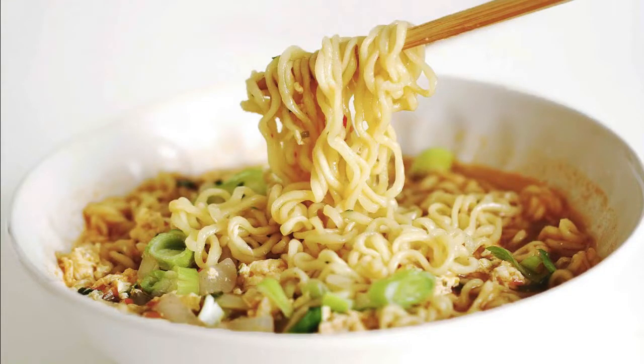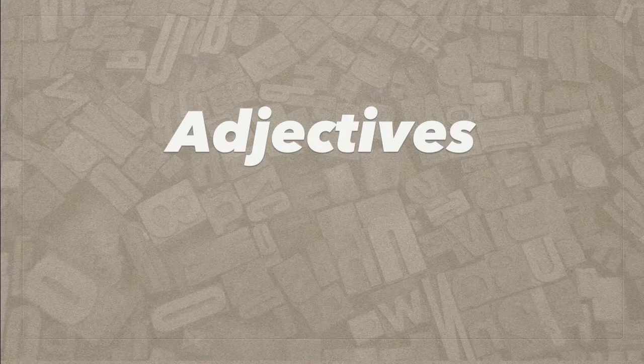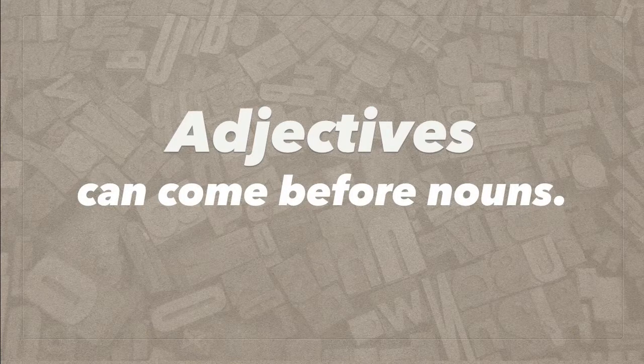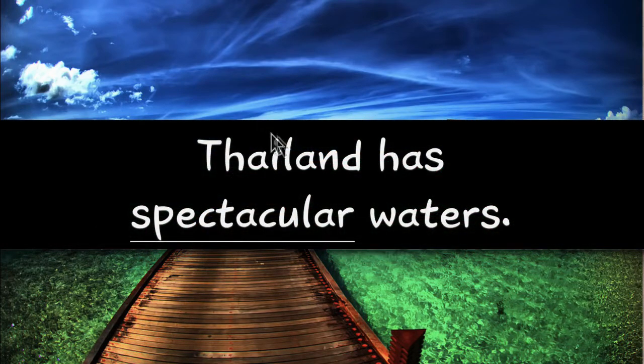How about this image? What words would you use to describe this? Maybe tasty, hot, spicy, flavorful. 맛있겠다. Are you hungry? Well, adjectives can come before nouns. That's one of the more typical ways we will see adjectives. So, let's take a look at this image. Where is this? This is somewhere maybe Southeast Asia, perhaps Thailand. So let's use the place Thailand for an example. How are the waters, like the oceans, the seas, the waters in Thailand? Well, Thailand has spectacular waters. Here is our adjective, and it's describing the waters.